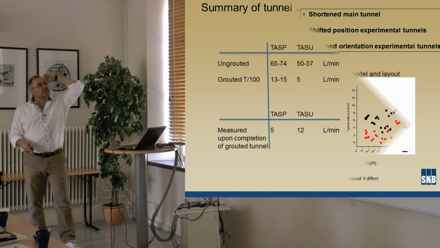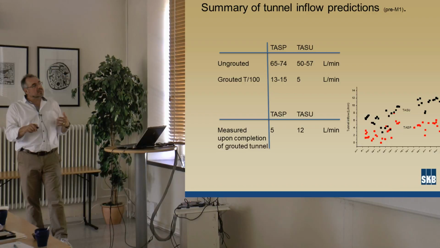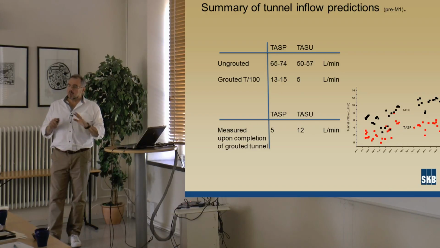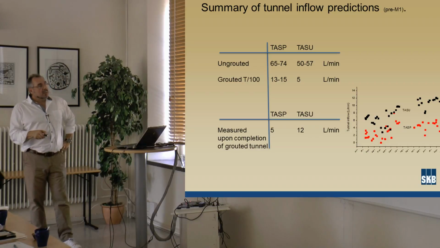And to summarize the inflow predictions, as I mentioned, the predictions were made with different grouting effects. So this is for the first tunnel and the other tunnel. The prediction was that if we don't grout at all, the inflow would be around 70 liters per minute in one tunnel, and around 60 in the other tunnel. So the decision was taken that we do not do selective grouting, we do curtain grouting. That is, the main tunnels are going to be grouted all the way, but not the side tunnel.